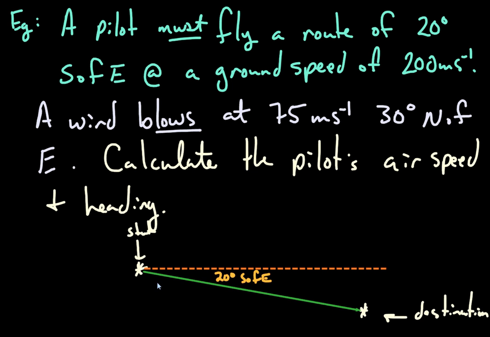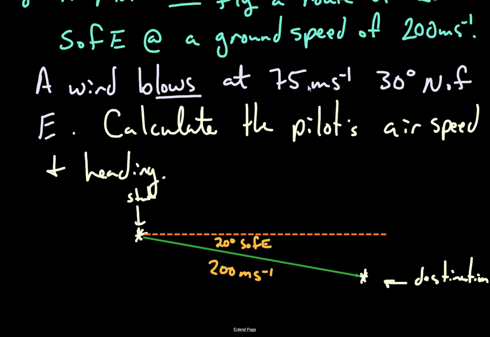We don't know how far away this is, but planes give a predicted arrival time, and in order to get there, we just understand that he's got to have a velocity of 200 meters per second along this route. Does that make sense? So we call this the ground speed because this is the geographical overground direction that we need the plane to travel on. If there were no wind, the pilot could just fly straight there, no problem, right? Just go straight there. However, there's a wind blowing at 75 meters per second, 30 degrees north of east.